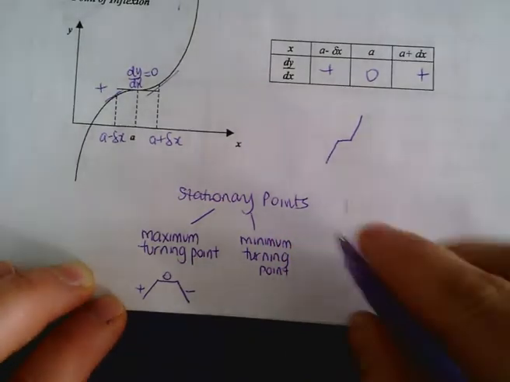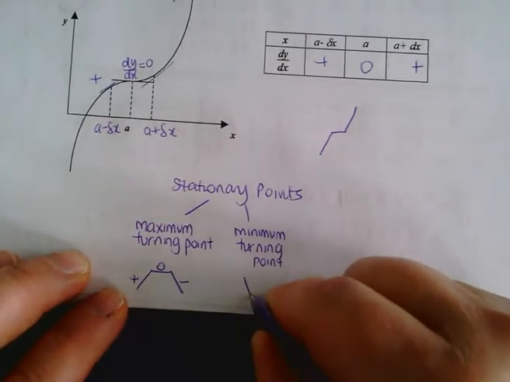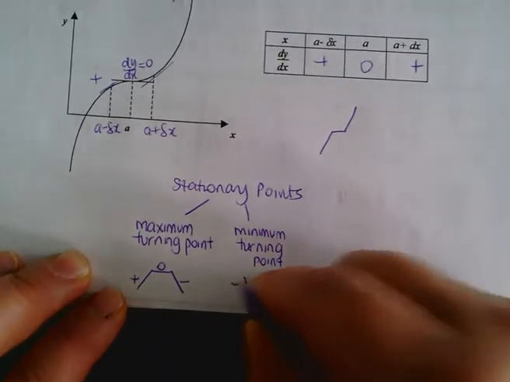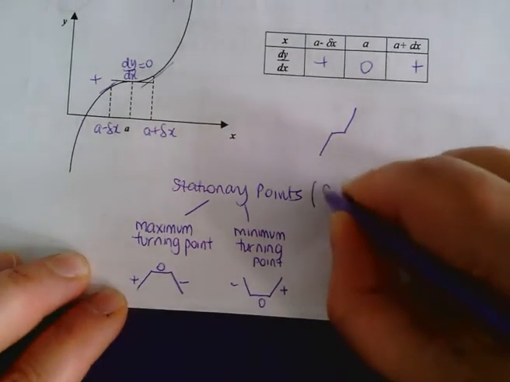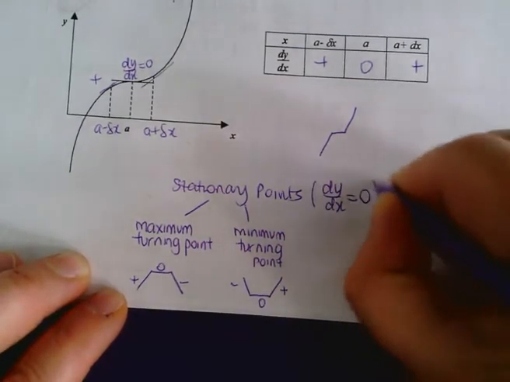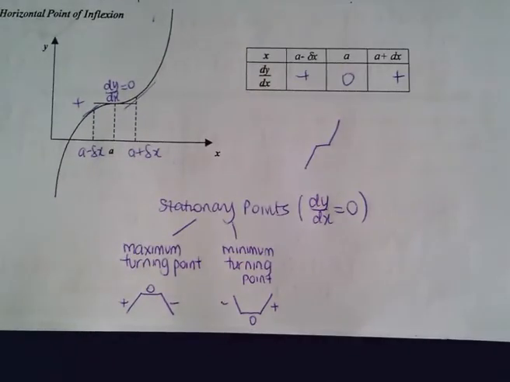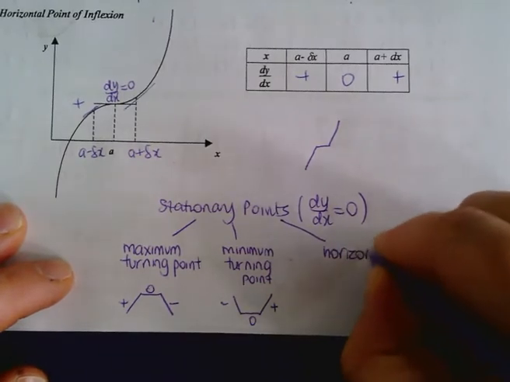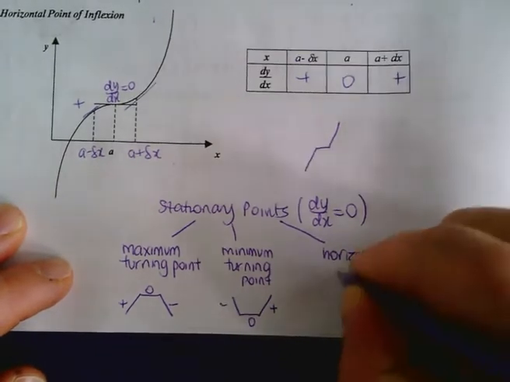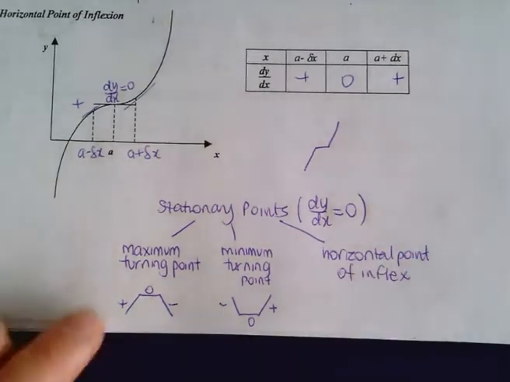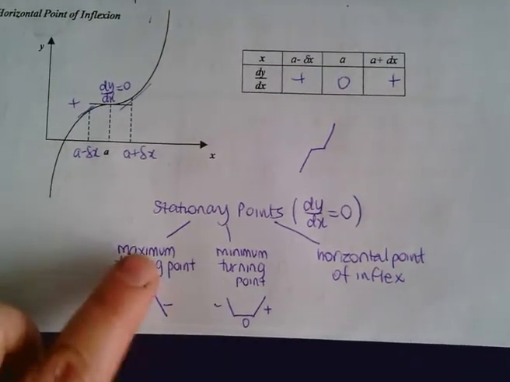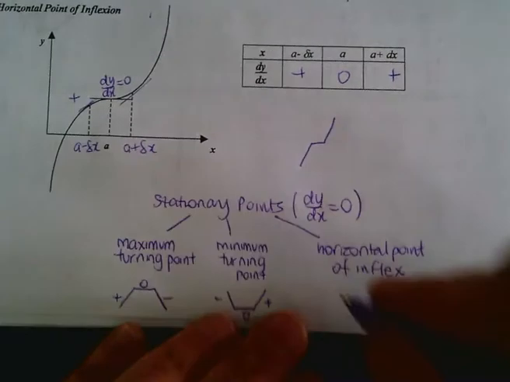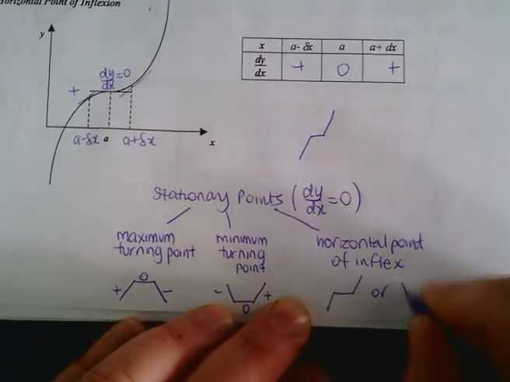Oh, and we've got negative gradient, zero, positive. For stationary points, at the actual stationary point, the first derivative is zero. But what we're doing is exploring the gradient, or the derivative, on either side of the stationary point. Or we can have a horizontal point of inflection. So we've got zero, positive, zero, negative, negative, zero, positive, or you could have it like this or like this.